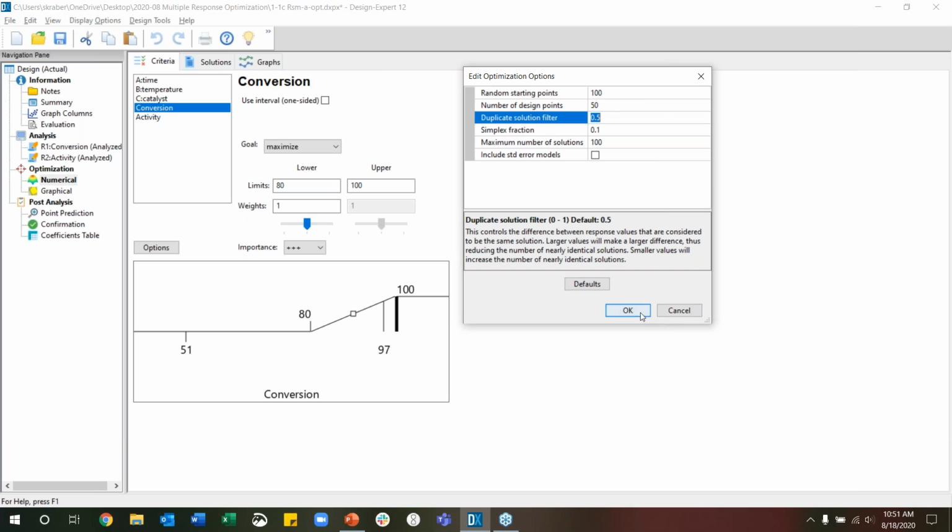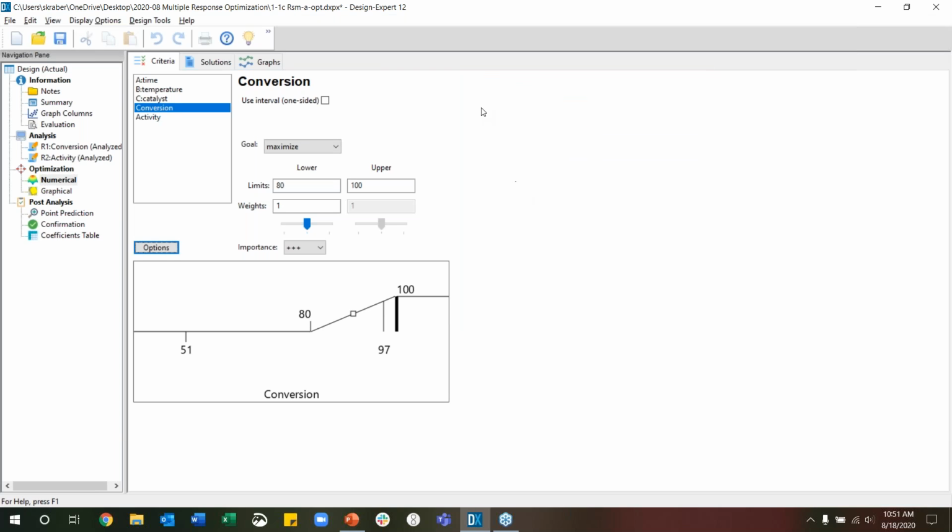Now, these options have been around since version 9, 10, 11, 12. So even older versions of the software will have these. Optimization hasn't changed that much, but there are a lot of other really nice new features in Design-Expert version 12 that are good to have.